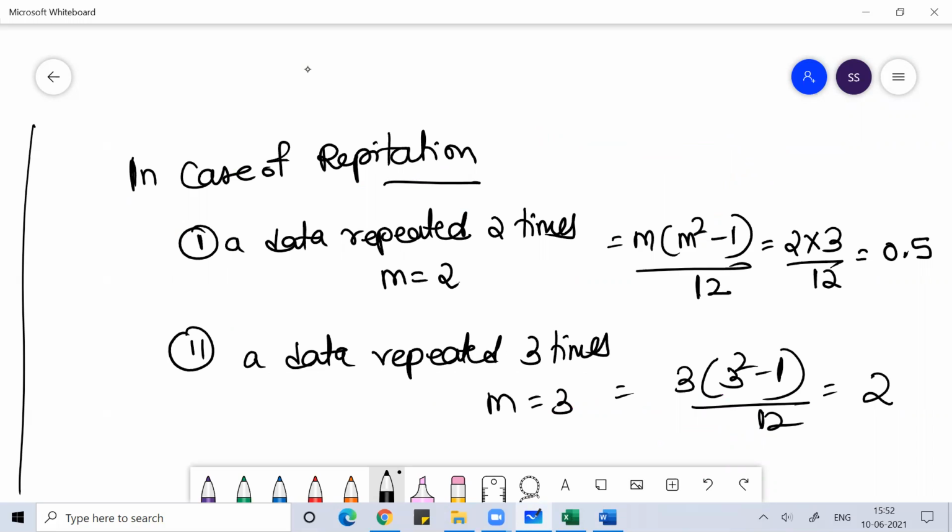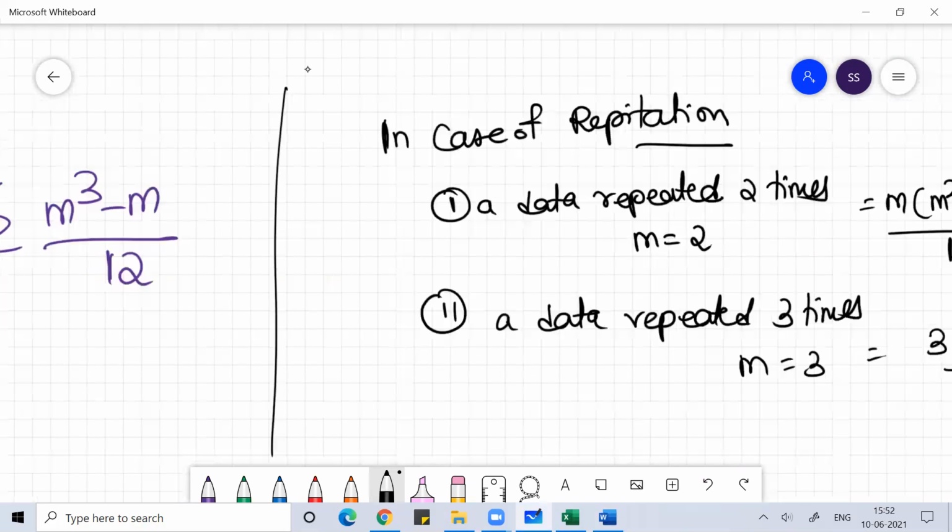If number repetition is 3, then the adjustment factor is 2. You don't have to write such a big formula and think that you are some scientist working with DRDO on an exoskeleton. Nothing like that. It's very simple. We are doing a very simple thing.